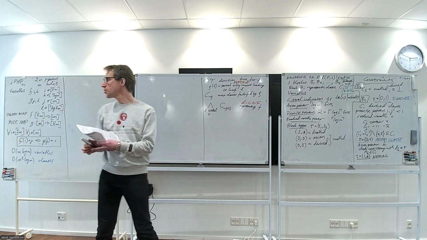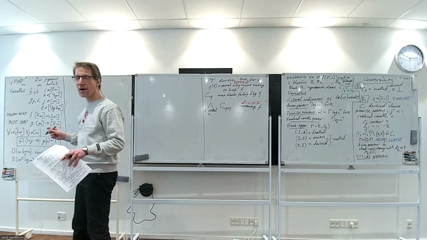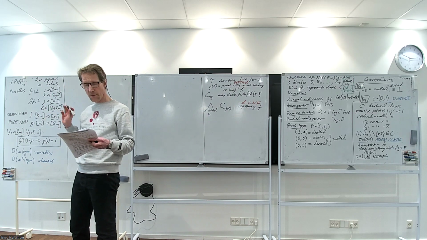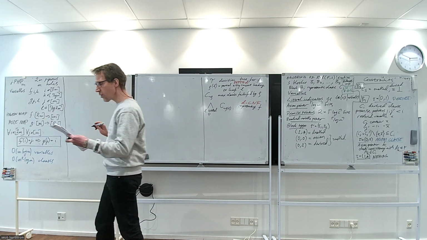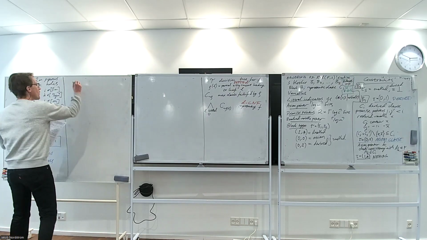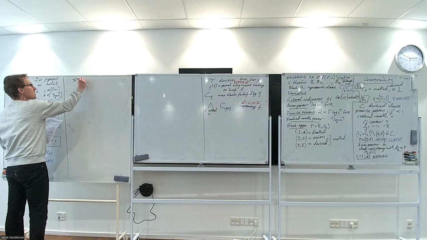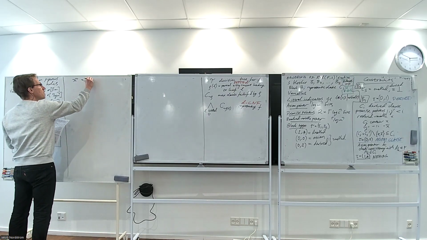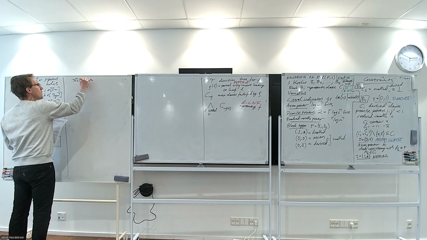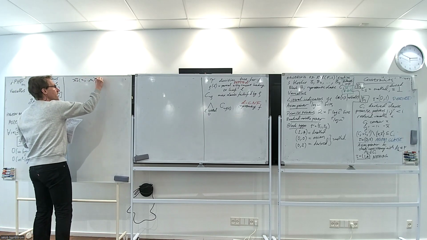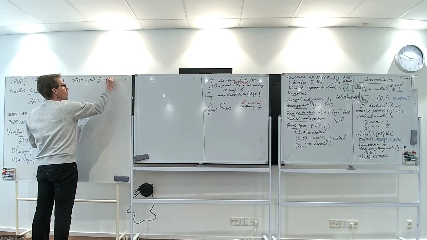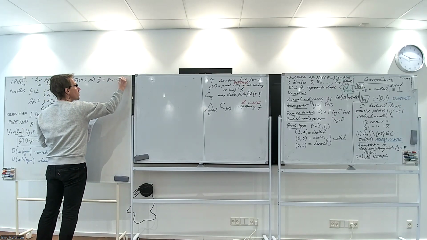Now, the key notion that I want us to talk about now is the following. Suppose that X is now a set of variables, x1 up to xn. Y is also a set of variables, y1 up to ym.